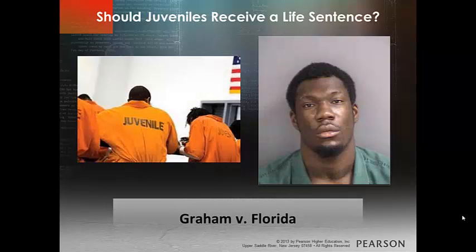Before I close, be sure to read page 239 of the text that discusses the case should juveniles receive a life sentence.